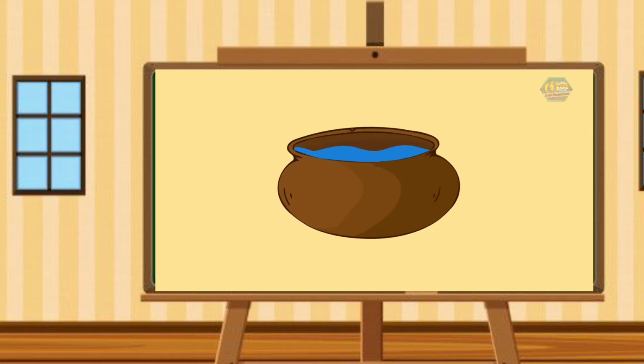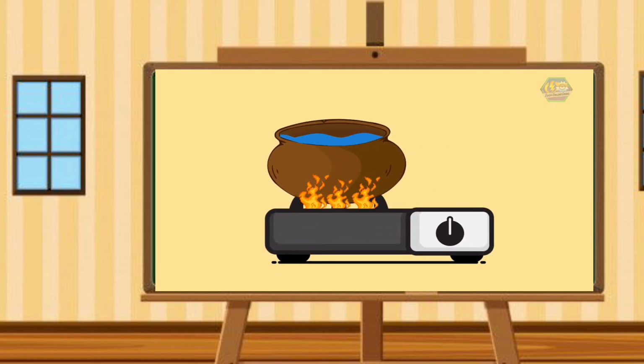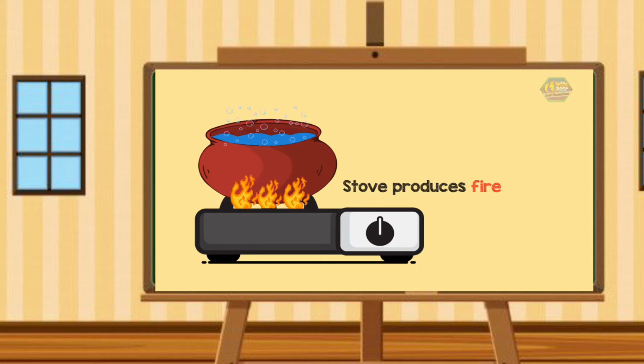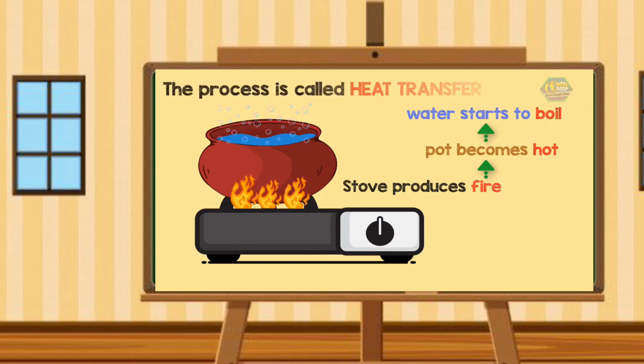You put the pot on top of the stove. Now the pot becomes hot, and as time goes by, the water begins boiling. The stove produces fire, and the energy formed in the fire was then transferred to the pot. That's why the pot becomes hot, and also because of that energy transfer, the water starts to boil. That process is called heat transfer.